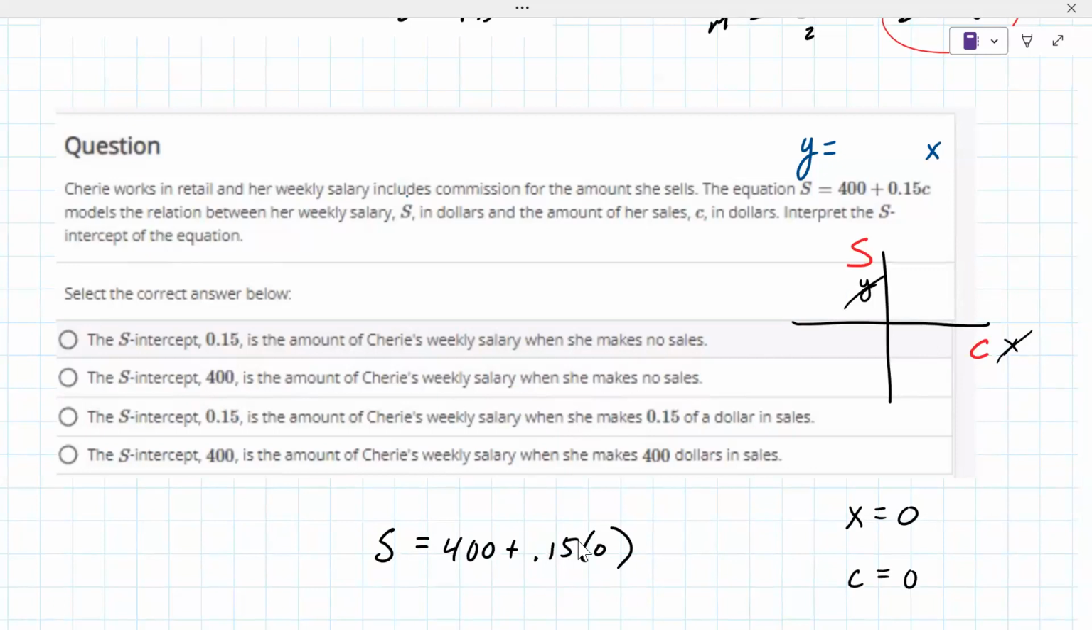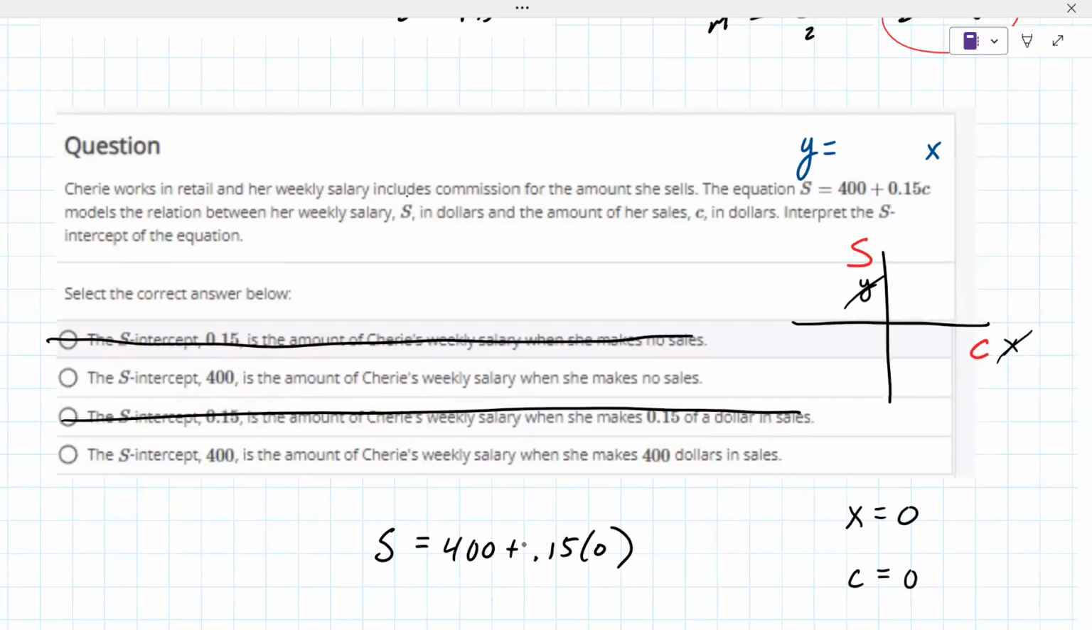415. Well, but you multiply by 0 first. What is anything times 0? Oh, 0. And what is anything plus 0? 0. So the answer is definitely the ones that have 0 in it. Okay. Now let's look at the words.